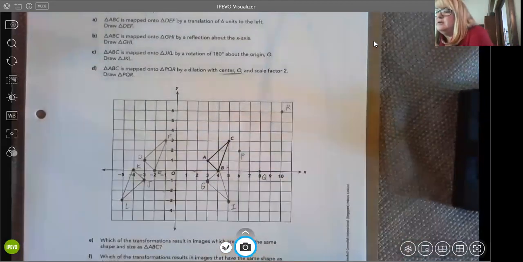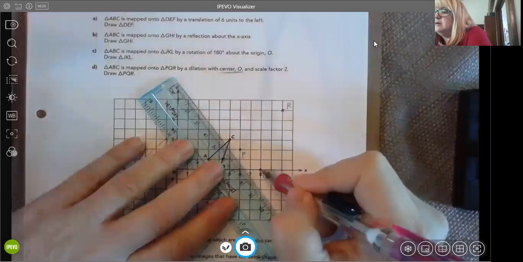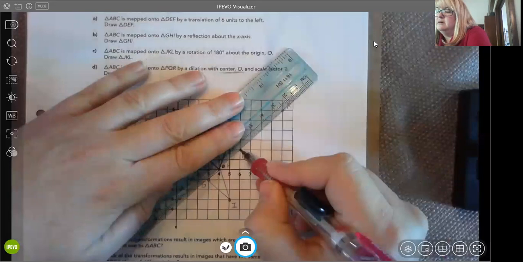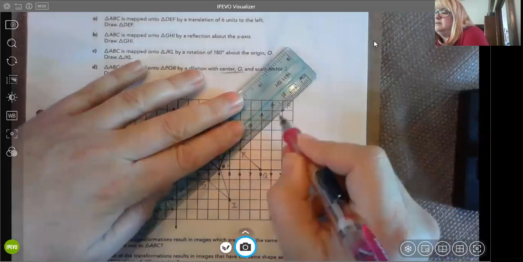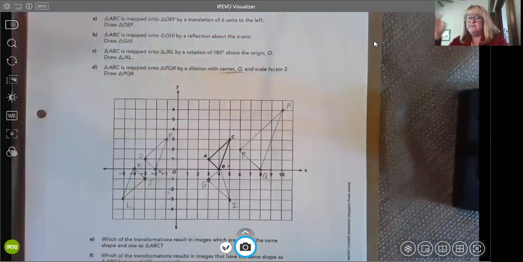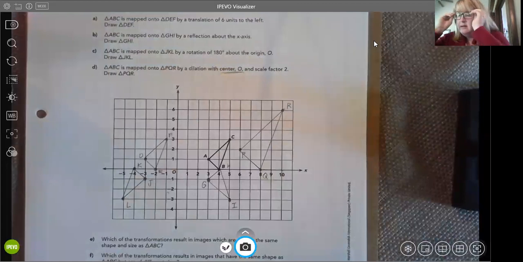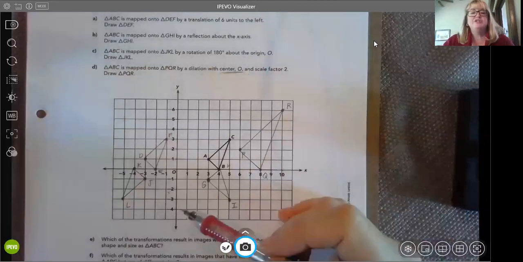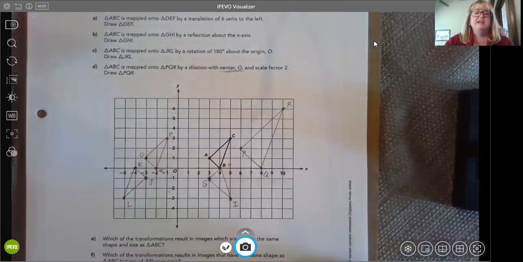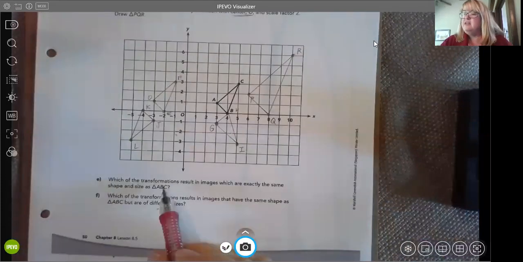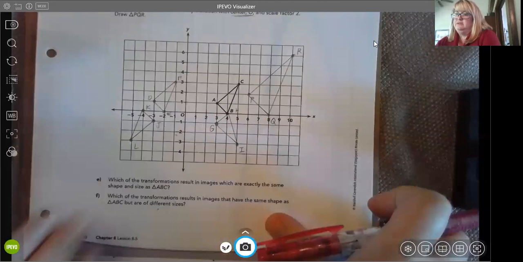All right, P to Q, P to R, and R to Q. All right, class, so now we've done the dilation. All right, so we did all of these. I want you to answer E and F. Looking at that, I want you to answer E and F. I think you should be able to answer those.